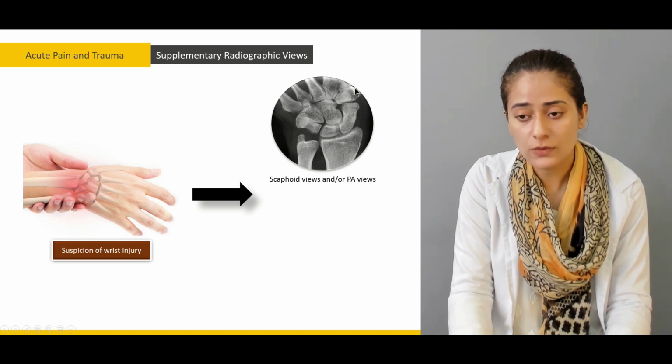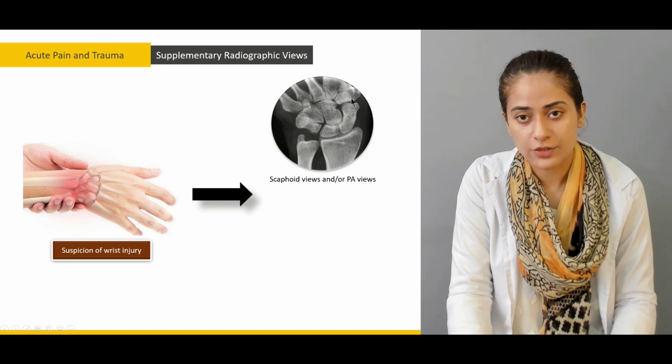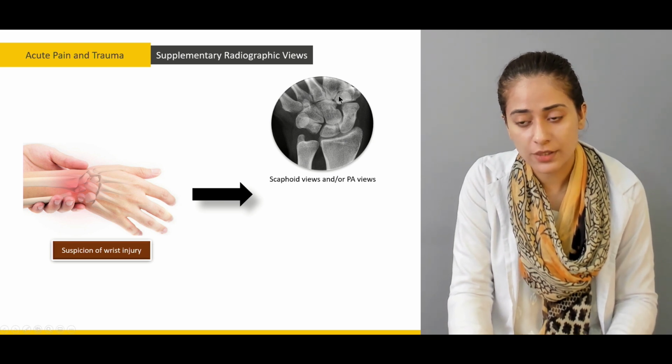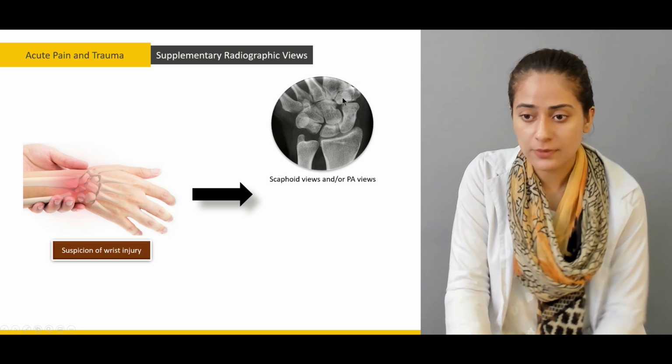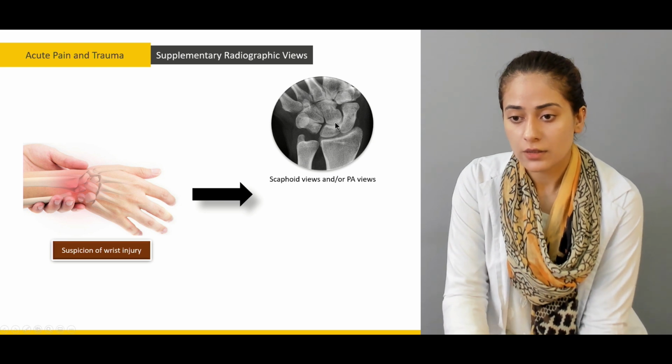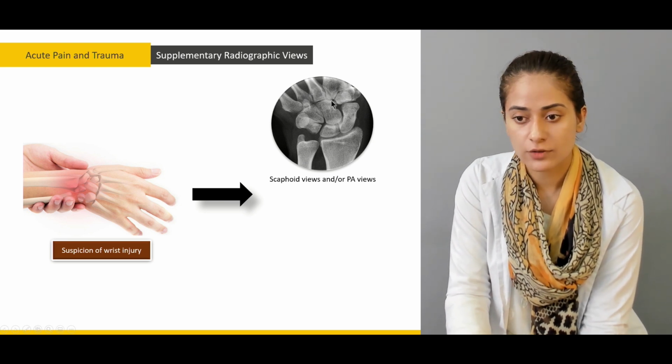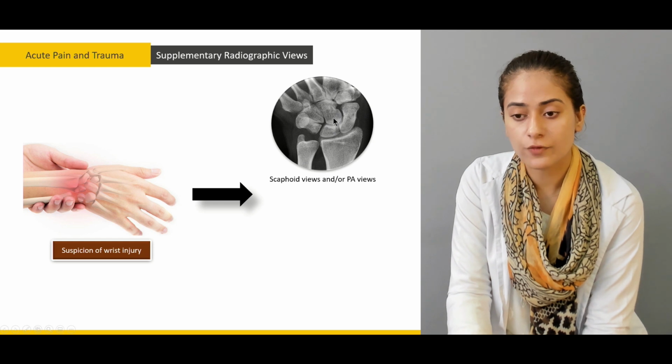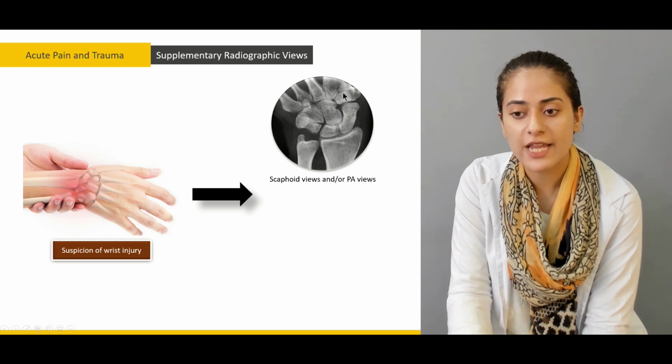So trapezoid, and trapezium. Then we have capitate and hamate. So capitate is the biggest of the carpal bones. So this is how we name all of them.